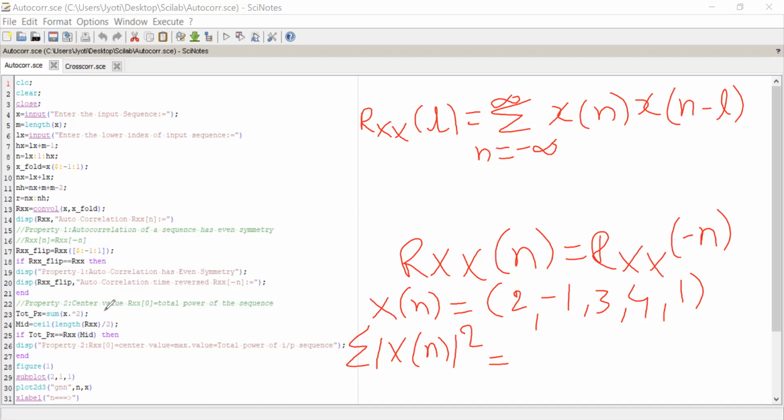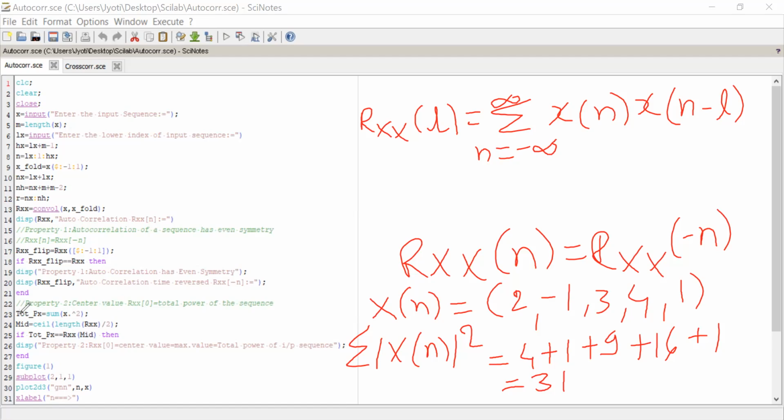For the first sample, take the magnitude of 2, which is 2 only. Square it, you get 4. Similarly, for minus 1, take the magnitude first, which is 1, then square it, you get 1. Similarly, do the other values also: 9 plus 16 plus 1. How much did you get? 31. The power is 31. The total power of the given sequence is 31.